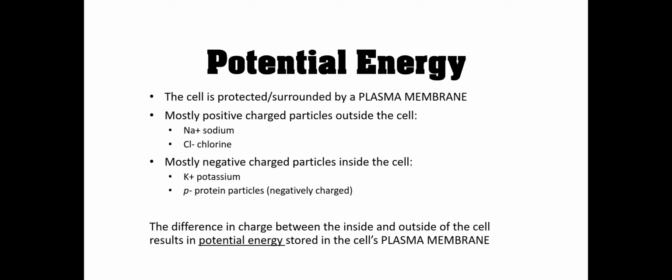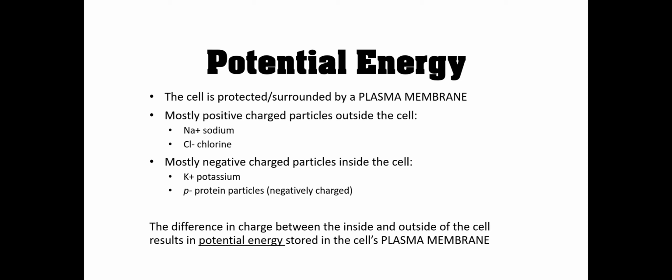So the cell is protected and surrounded by a plasma membrane. Obviously those are like the outside walls of the house. So the cell's outside walls are the plasma membrane. And outside of the plasma membrane are ions, the sodium ions and chlorine ions, and other stuff, but right now we'll just concentrate on the sodium ions. The sodium ions are positively charged, and there's a lot more sodium ions than there are chlorine ions. So outside of the plasma membrane is mostly positively charged ions, mostly sodium ions.